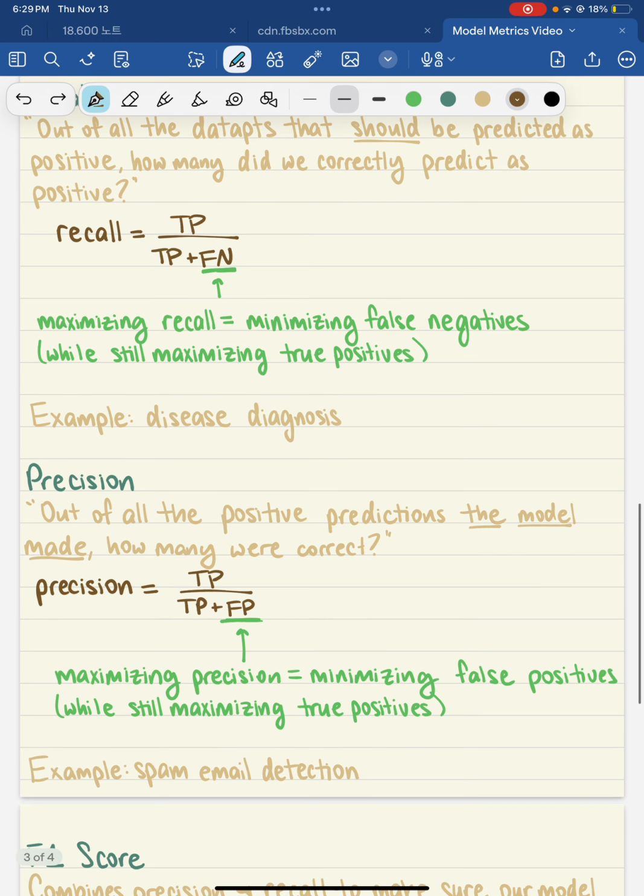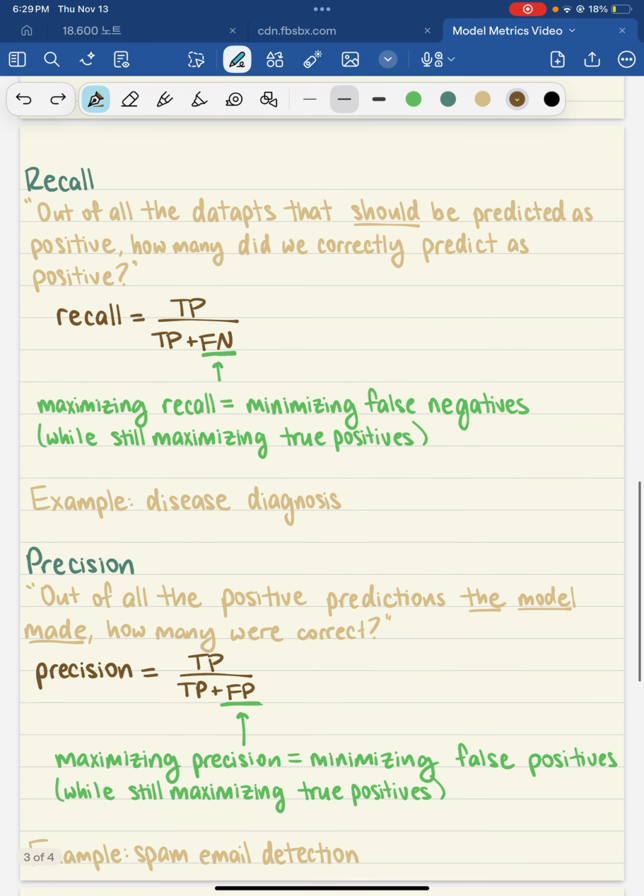Mathematically, we take the true positives, and the false positives go in the denominator. Notice the only difference between precision and recall is this term in the denominator. In recall, it's false negatives. In precision, it's false positives, which means that here we're trying to minimize false positives. So precision will penalize, or go down, if the number of false positives is higher.